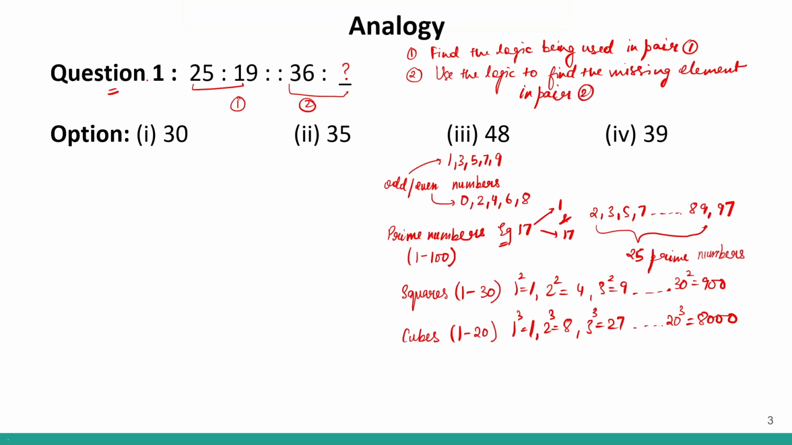So let us start with pair 1. Between 25 and 19, what is the difference? I can see a relation that 25 minus 6 will give me 19. So if I do 36 minus 6, what will I get? 30. Correct? And do we have an option with 30? Yes, option number 1. So option number 1 will be the correct answer.